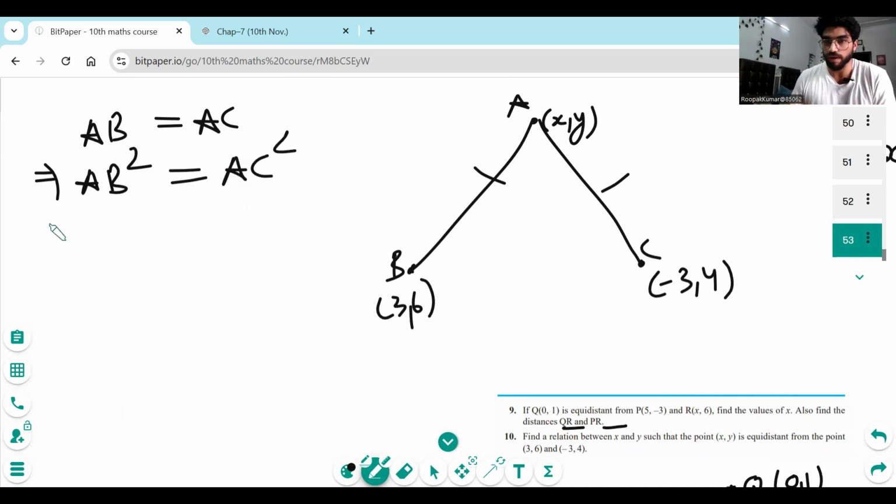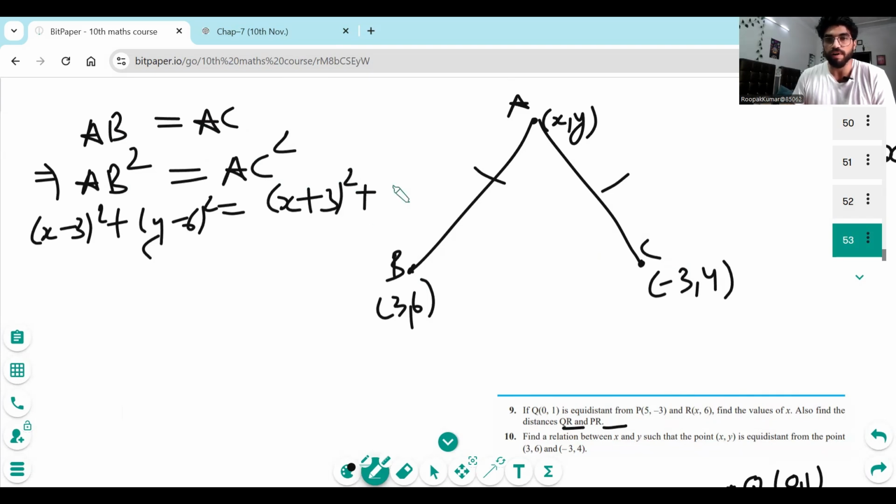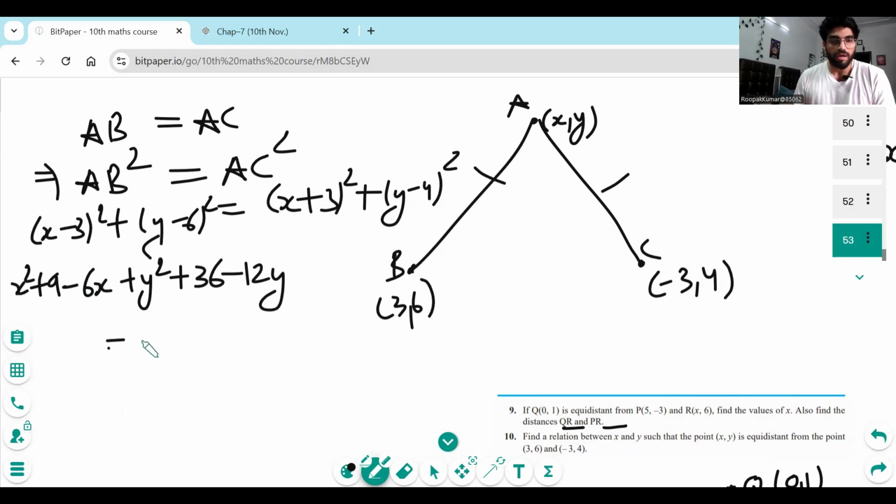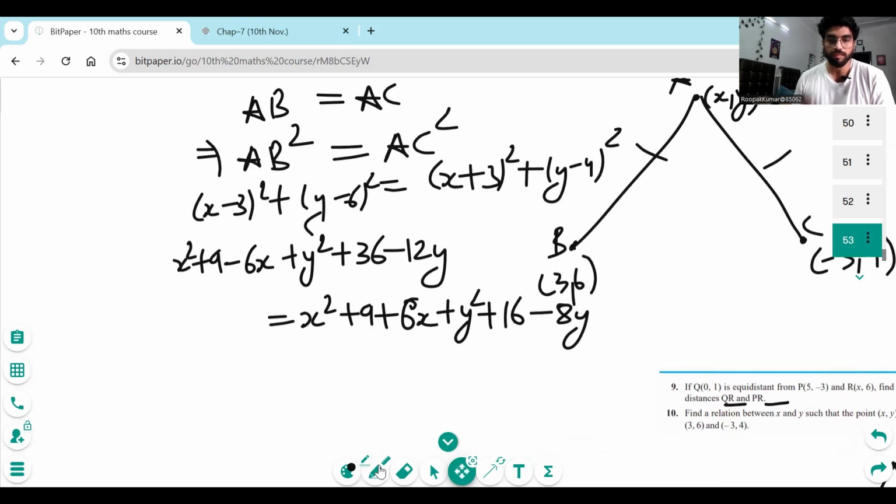So again, root, you don't have to worry about, x minus 3 square and it's y minus 6 square. And over here, we'll have x minus minus, that is plus, and we'll have y minus 4 square. That is the case, a square plus b square minus 2ab, a square plus b square plus 2ab, a square plus b square minus 2ab. x square, y square, 9.